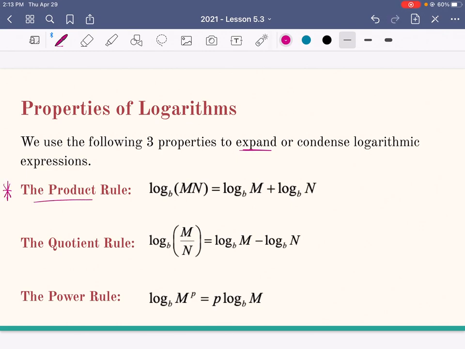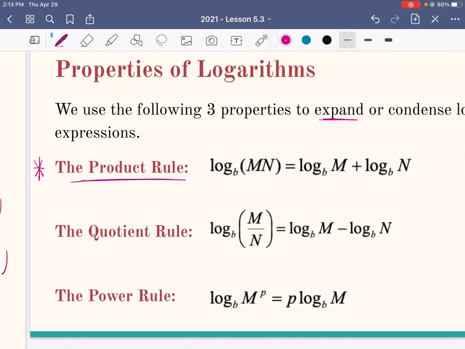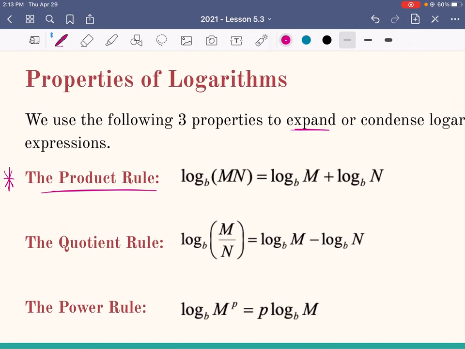So first one is the product rule. Okay, when you have log of some base b of a product, where you have some number times some number, m times n, the way that you can split that up is into 2 separate logarithms with that same base, so they both have base b, and you have log base b of the first number plus log base b of the second number. So you split up what's on the inside, the m and the n, and you add those logarithmic expressions in the middle. So that's what the product rule is.